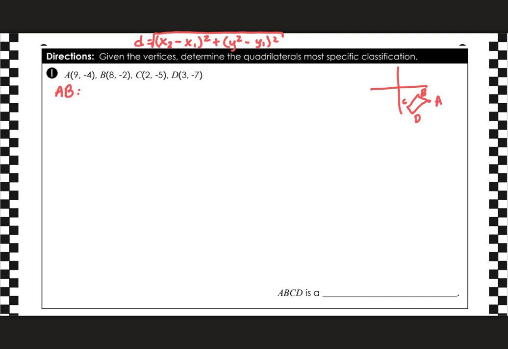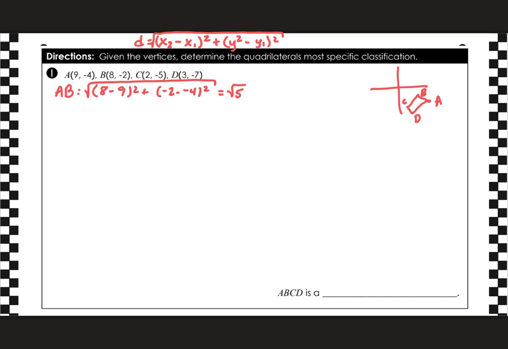So for AB, I'm going to do x's first, so 8 minus 9 squared plus -2 minus -4 squared. And then I'm going to take the square root. And I'm just going to put that straight in my calculator because otherwise I'm going to take up too much room writing all this out. So I'm going to do 8 minus 9 squared plus -2 minus -4 squared. And I get square root of 5.